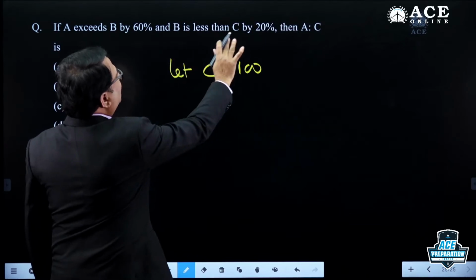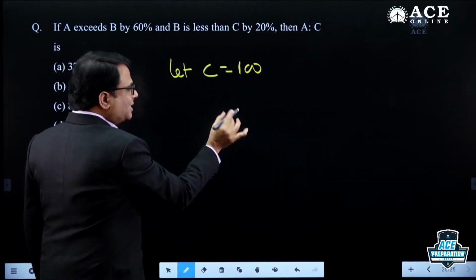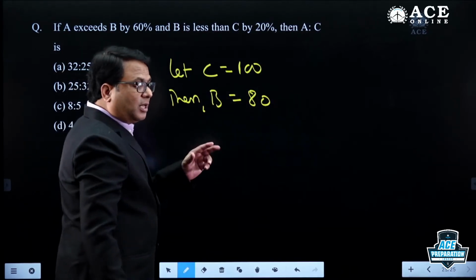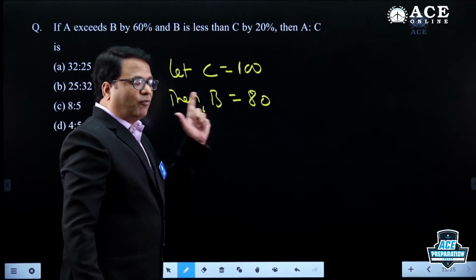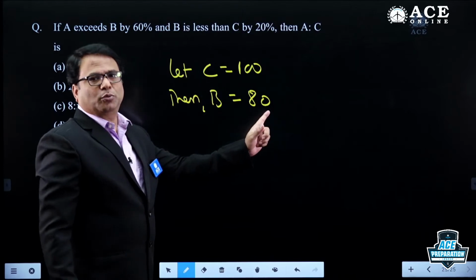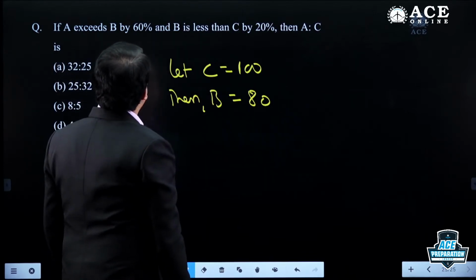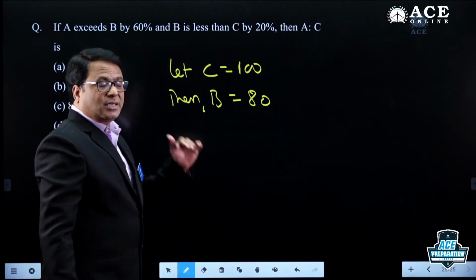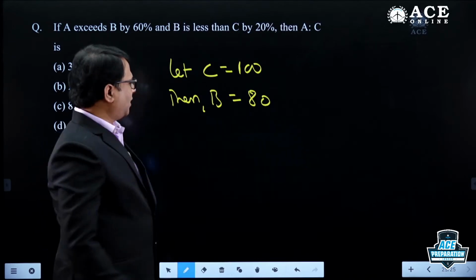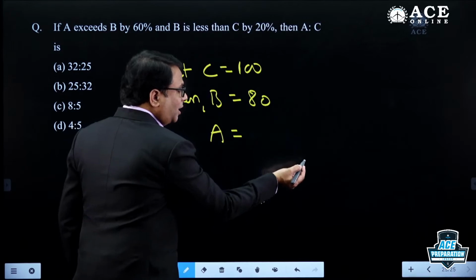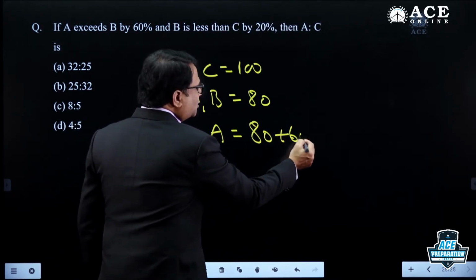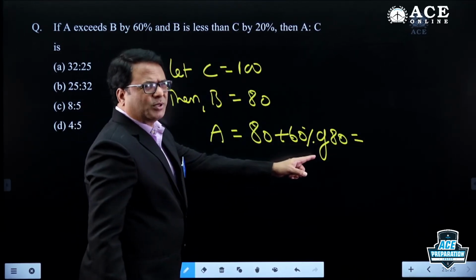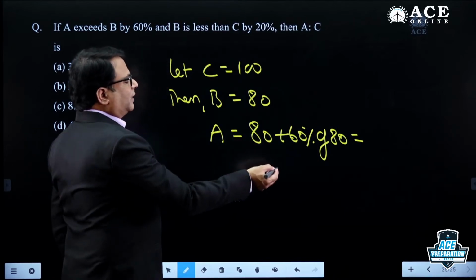Okay, then B is less than C by 20%. So if you take C as 100, then B should be 80, because it is clearly given B is 20% less than C. Then A exceeds B by 60%. Exceeds means more. A is 60% more than B, that is given. That means 80 plus 60% of 80. 60% of 80 is how much? 48. So 80 plus 48 is how much?